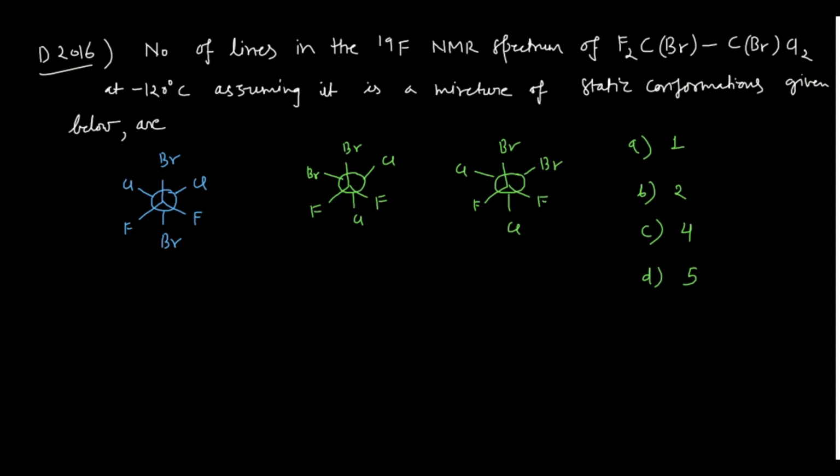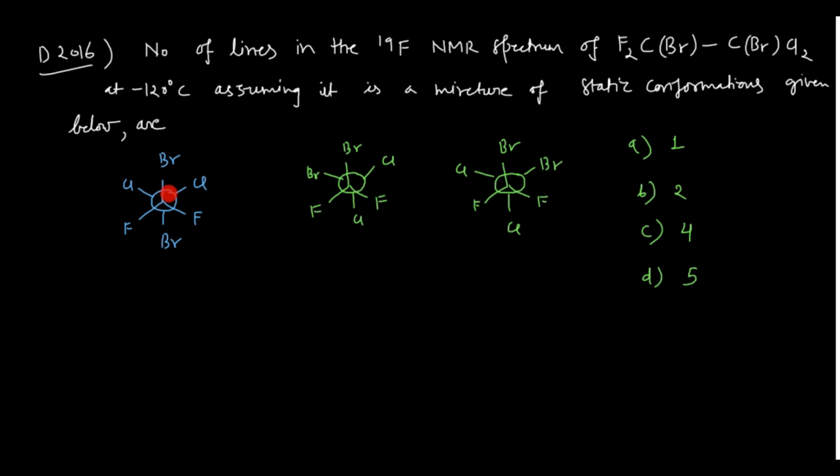Another problem: the number of lines in the fluorine-19 NMR spectrum of F2CBr-CBrCl2 at minus 20 degrees centigrade, assuming it is a mixture of the static conformations given below. Okay. This is the first conformation of this compound. I have made a very extensive lecture series on conformation and conformational analysis, and I am again giving you the link at the top right and also in the description box. You can go there and learn the concept if you don't know it. If you know it, then it is very good.